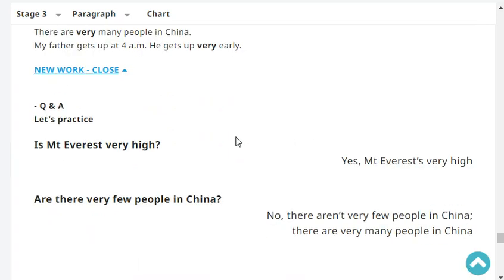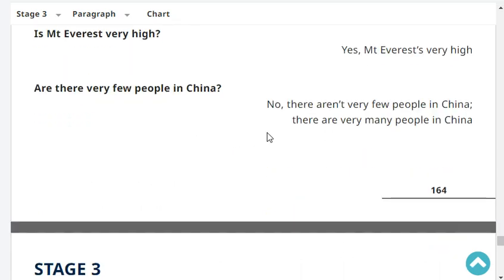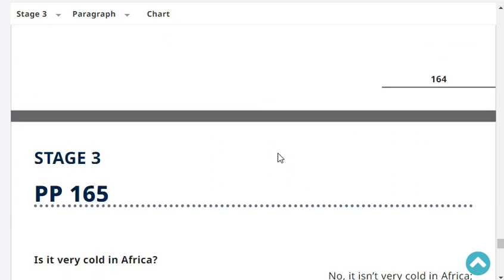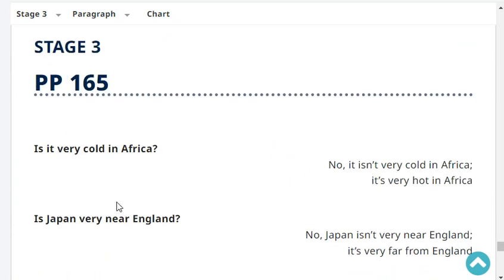Let's practice. Is Mount Everest very high? Yes, Mount Everest is very high. Are there very few people in China? No, there aren't. There are very many people in China. Is it very cold in Africa?